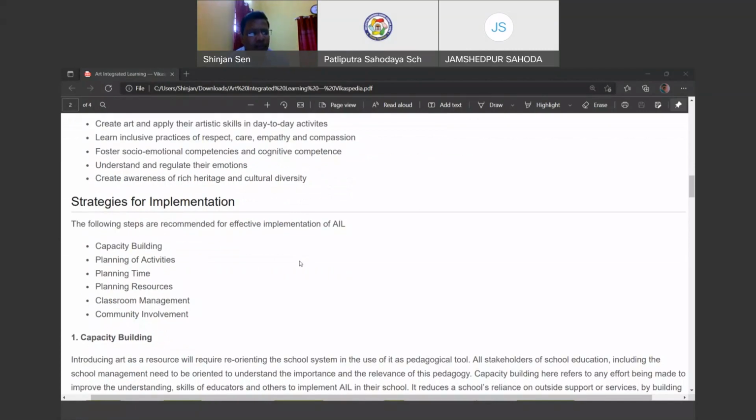Okay, so we'll plan those activities. Time is also needed. Time management is important. Resources, from where we'll get the resources with minimum cost. Classroom management, how we will manage in the classrooms, and community involvement. The school community as well as the community outside the school can also be used.